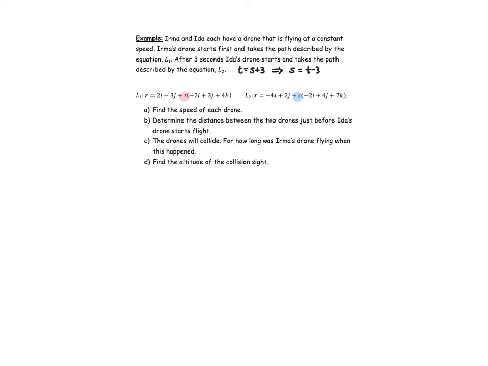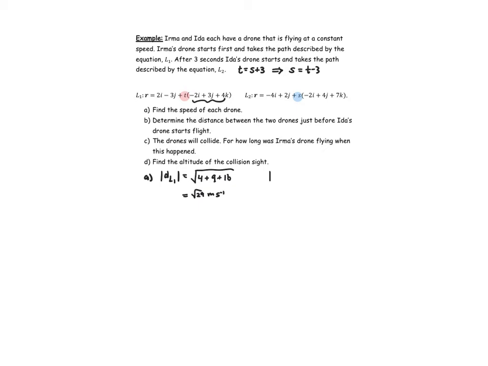Okay, part A asks us for the speed of each drone. So the speed of the drone is going to be the magnitude of the direction vector of each of those lines. You can see the direction vector for Irma is -2, 3, 4. So I'm going to find the magnitude of that direction vector. Well, -2 squared is 4, 3 squared is 9, 4 squared is 16. So I would have the square root of 29 meters per second. I'm going to assume meters is the unit of travel here. So that's the speed of Irma's drone.